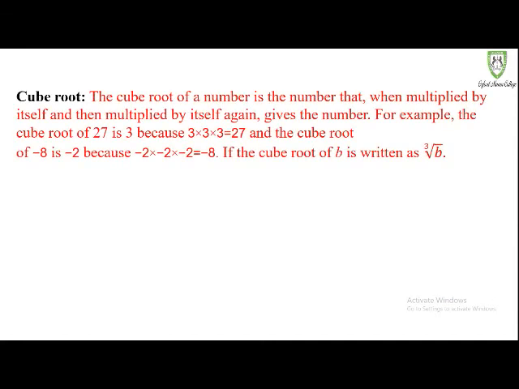Cube root of number. The cube root of a number is the number that when multiplied by itself and then multiplied by itself again gives the number. For example, the cube root of 27 is 3. How? 3 multiplied by 3 multiplied by 3 gives us 27. And we also have negative cube root. The cube root of negative 8 is negative 2, because negative 2 times negative 2 times negative 2 gives you negative 8. And this is the symbol, in the form of the square root, but you put 3 there.